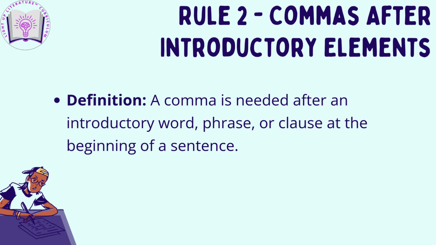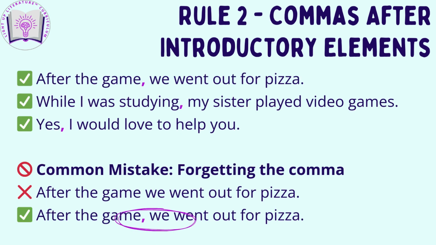All right, rule 2. Commas after introductory elements. This can be for introductory words, phrases, or clauses like dependent clauses when you're using complex sentences. So, after the game, comma, we went out for pizza. That's our dependent clause, after the game. Then we're going to add our comma, because if we start a sentence with a dependent clause, we have to add our comma. Second sentence, while I was studying, comma, my sister played video games. Again, dependent clause, so we need our comma.